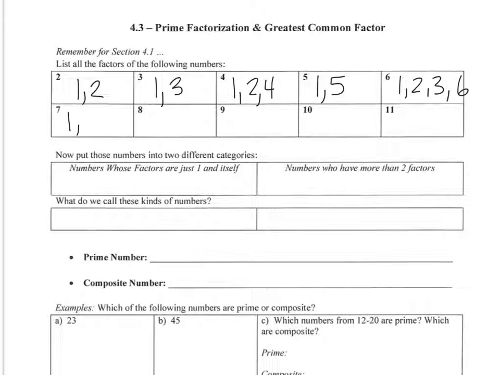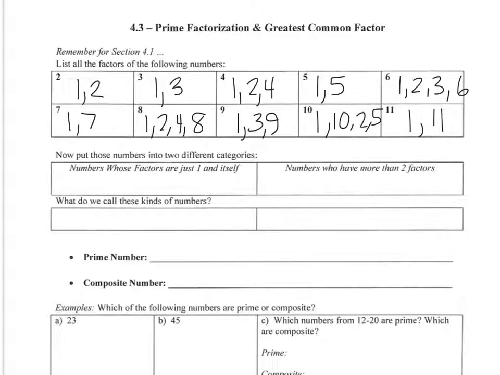7 is 1 and 7. 8 is 1, 2, 4, and 8. 9 is 1, 3, and 9. 10 is 1 and 10, and 2 and 5. Oops, I almost forgot the other ones. And 11 is 1 and 11.